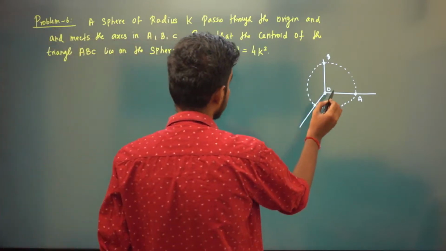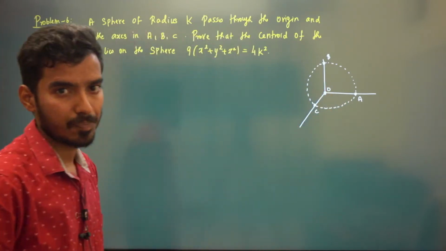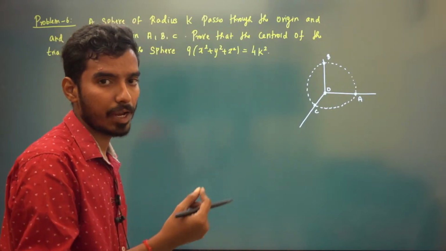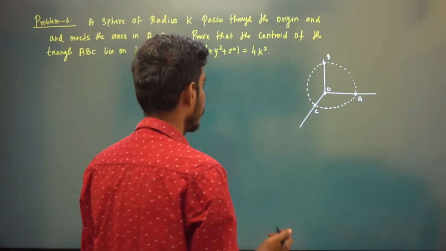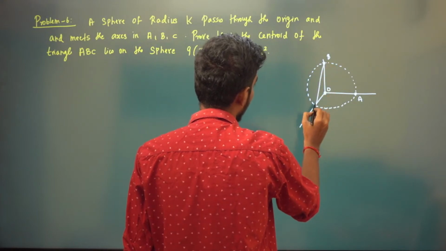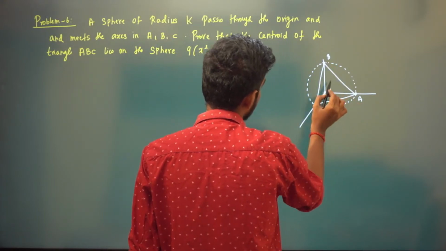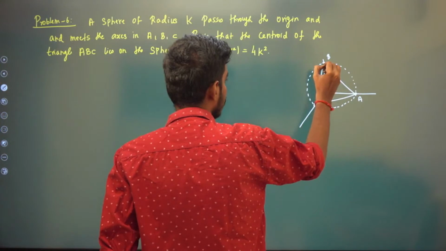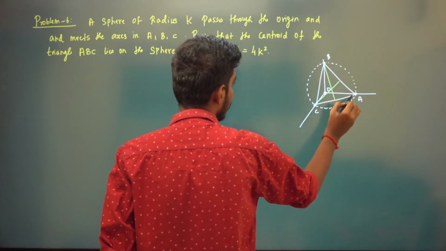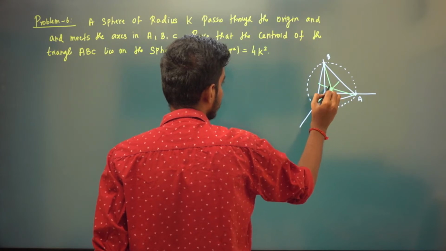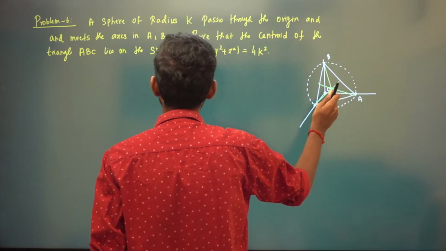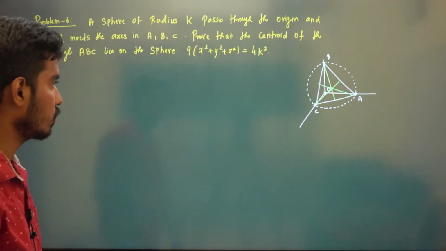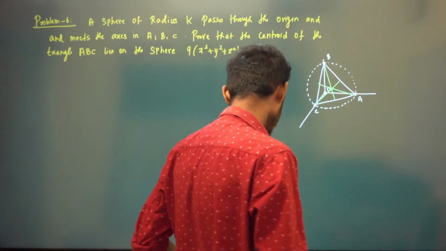So we have a centroid, right? We already know what a centroid is. It is nothing but the intersection point of the medians. We have a triangle, and we already did this problem in planes also. Let us draw the medians: this is one median, this other median, this other median. This is the centroid. Now we need to show this centroid lies on the sphere. Okay, so we'll start this problem. Very simple problem.